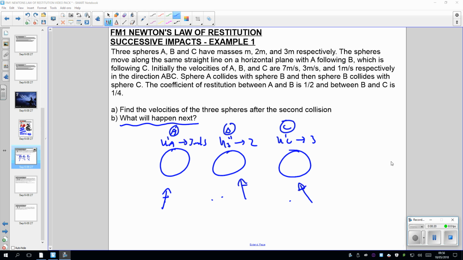So what's going to happen next? A will hit B again. Do you see? Because this speed is now faster than the 2. Okay, next question.